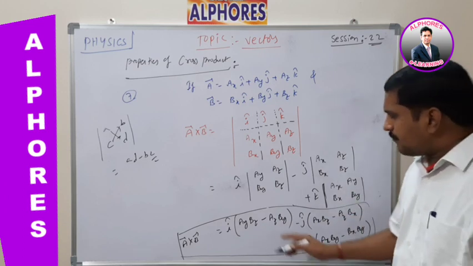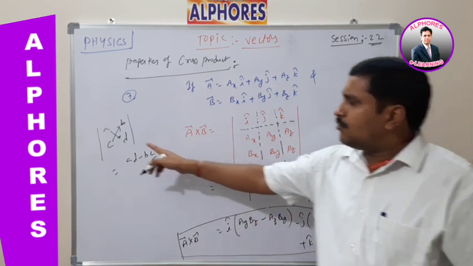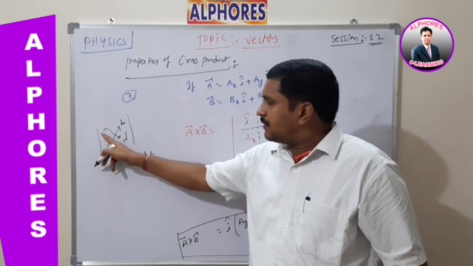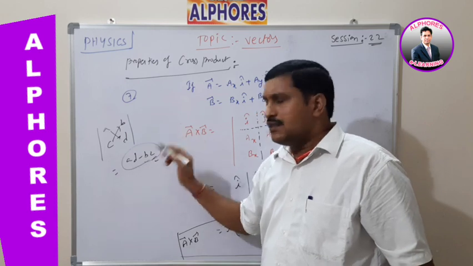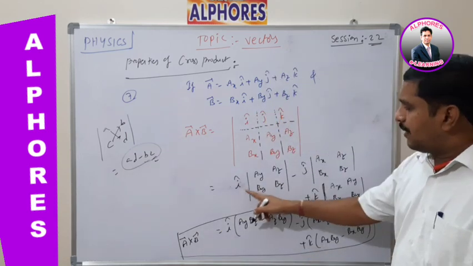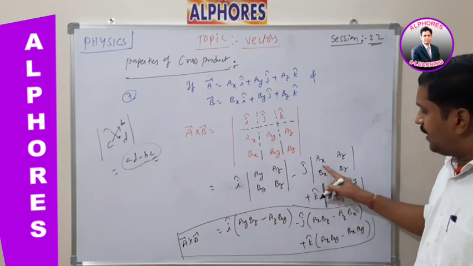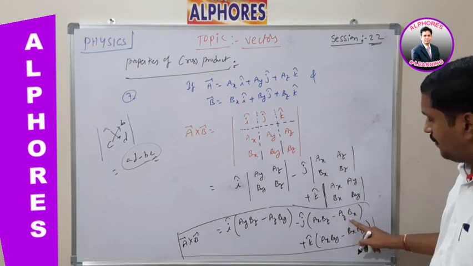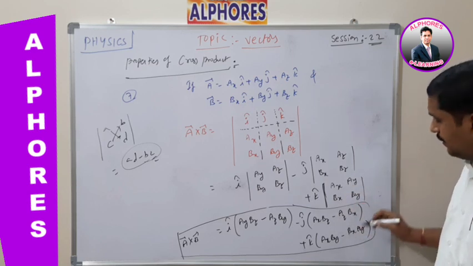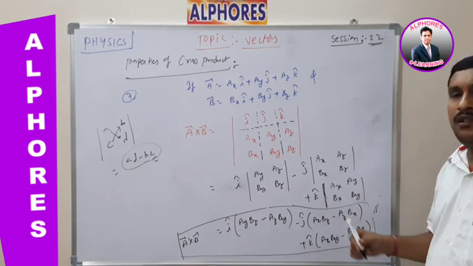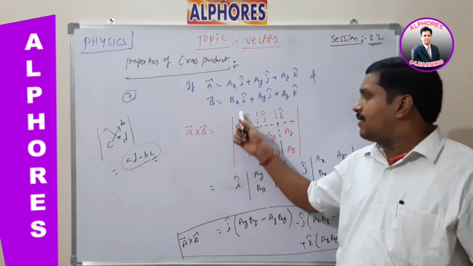Okay. Now, in order to find this A bar cross B bar, listen carefully. We know already that for a 2 by 2 matrix A, B, C, D with two rows and two columns, the determinant is AD minus BC. This is from the lower classes. As per this, i cap into Ay Bz minus By Az, minus j cap into Ax Bz minus Bx Az, plus k cap into Ax By minus Bx Ay. Okay, so this is the method to find the cross product of two vectors, as per the determinant of a 3 by 3 matrix.